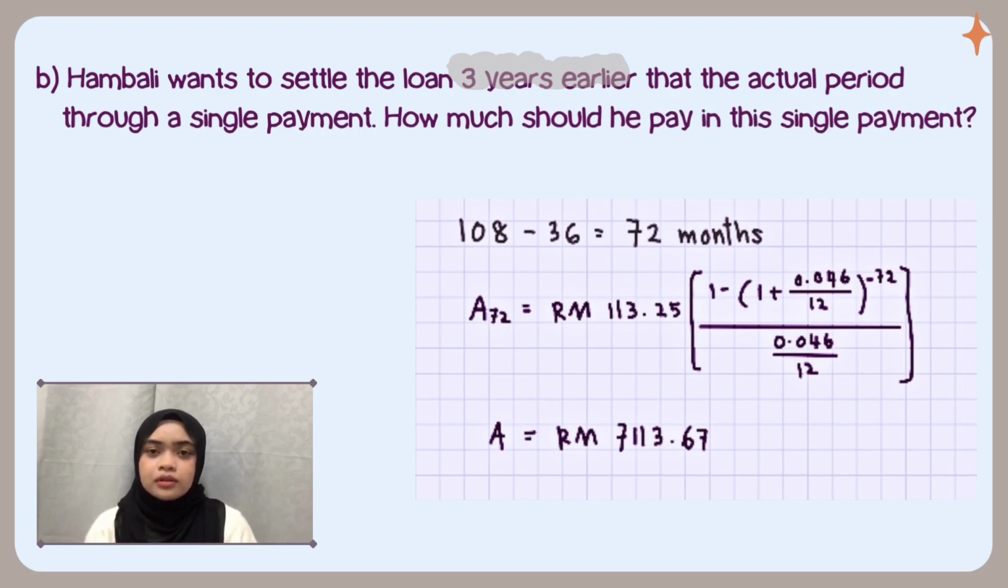Next, question 2B. Hambali wants to settle the loan 3 years earlier than the actual period through a single payment. How much should he pay in the single payment?